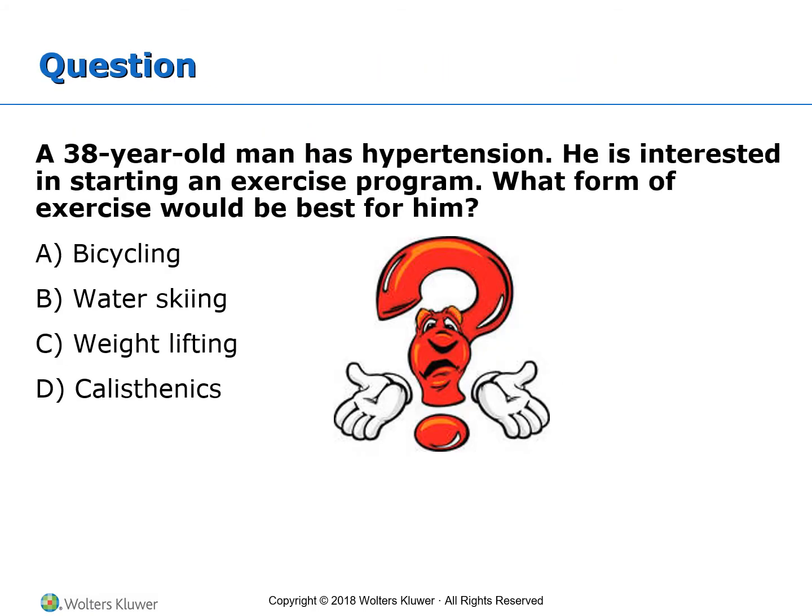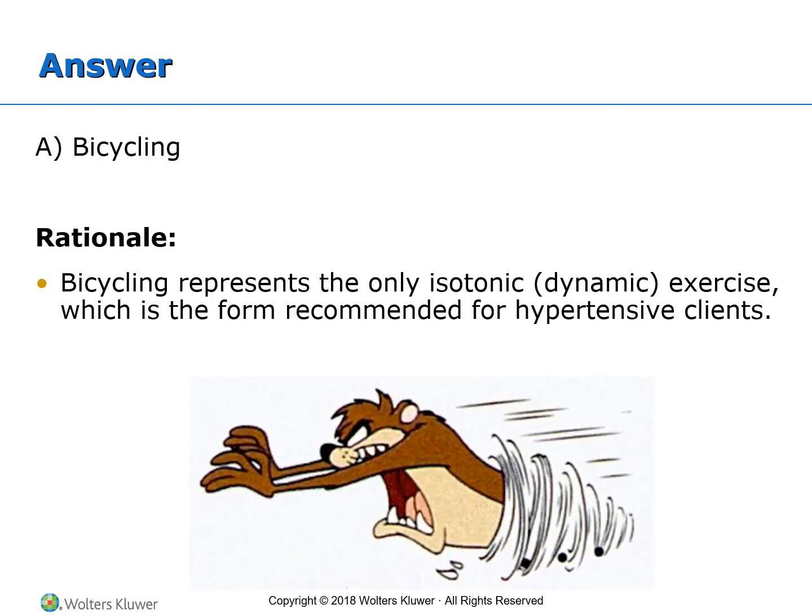Question: a 38-year-old man has hypertension. He is interested in starting an exercise program. What form of exercise would be best for him? Bicycling, water skiing, weightlifting, or calisthenics? The answer is bicycling. Bicycling represents the only isotonic dynamic exercise, which is the form recommended for hypertensive clients.